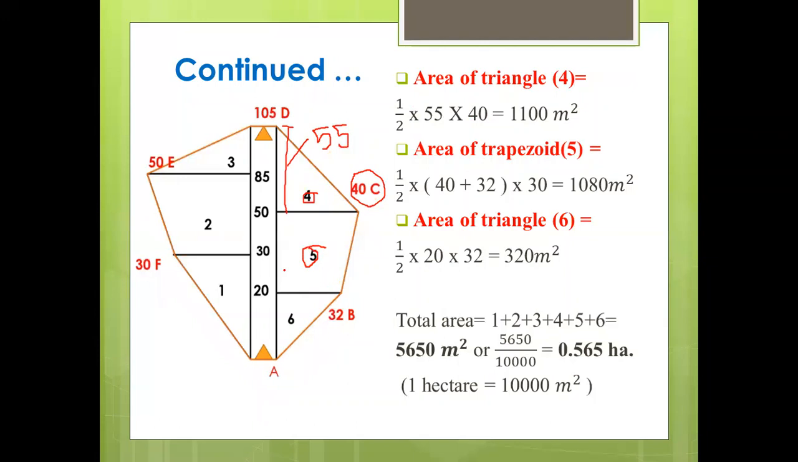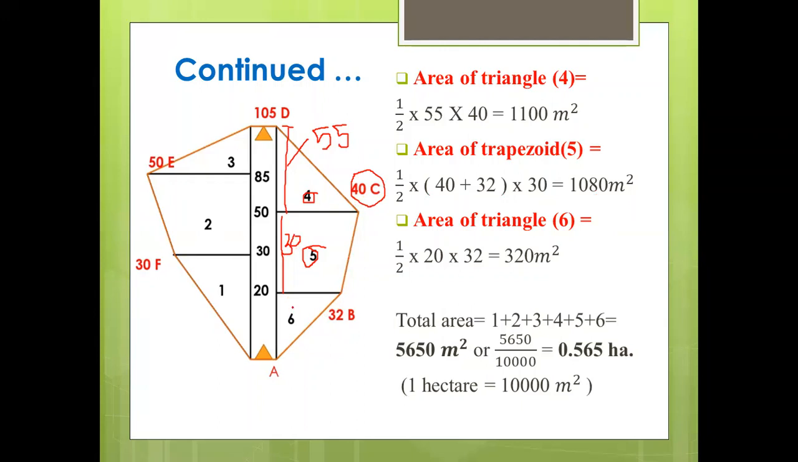For that, we have to calculate this distance. That will be 50 minus 20, that will be 30, the difference between these two distances. And the sum of the parallel sides will be 40 plus 32. So half into 40 plus 32, distance between them, that will be 30. So half into 40 plus 32 multiplied by 30 will give 1080 square meter.